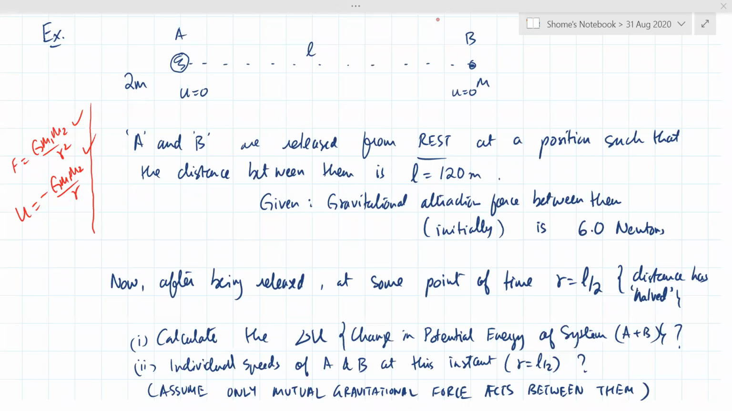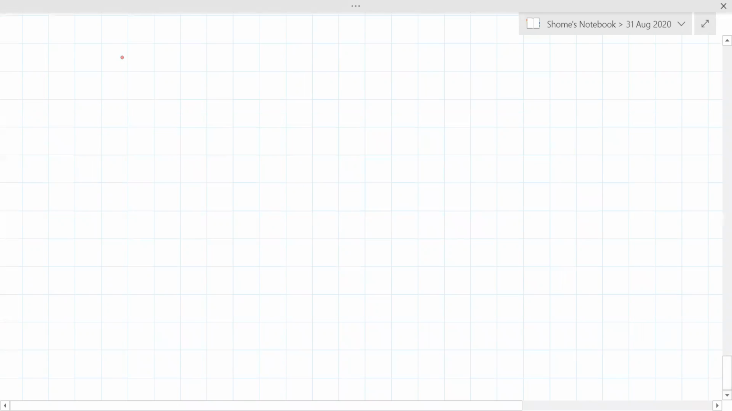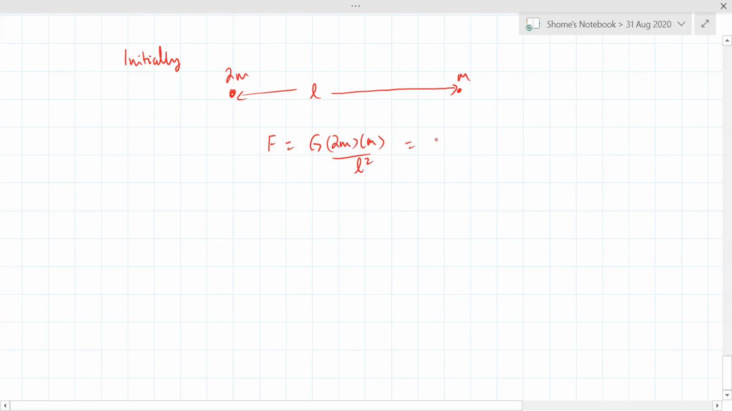Okay, Adinath, let me check your answer. So here, see what is happening is initially you have 2m and m, which are at a distance of L. Okay. So the gravitational force that they apply on each other is G into 2m into m divided by L square. So that gravitational force of 2 G m square by L square is given to us as 6 newtons. That's one thing. Okay.